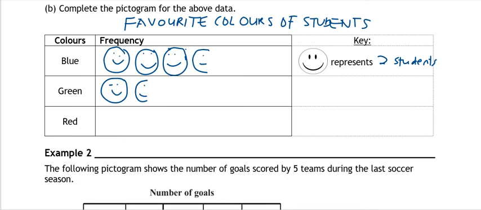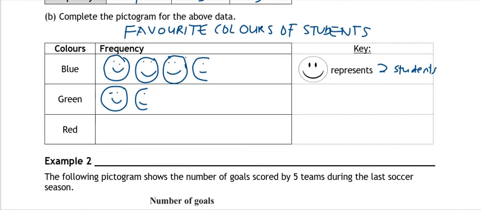And last but not least, for red, he has 5, so you will have to use 2 plus 1. So 1 complete picture for 2, another complete picture for another 2, and another half picture to represent half. So here you are, you have a complete pictogram for this example.